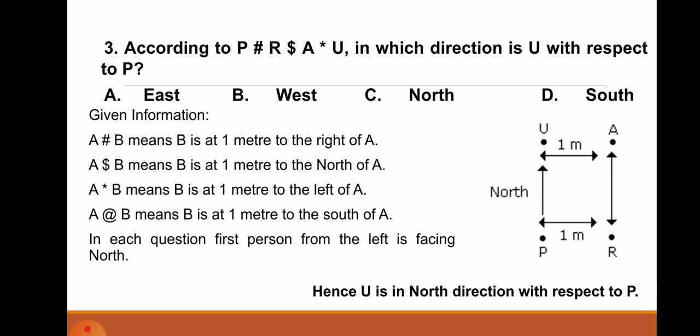Then A star U. A star U is nothing but U is 1 meter to the left of A. So from A towards the left, U will be there. So you have got P, R, A, U points, 4 points. And what is asked? In which direction is U with respect to the P point? So with respect to P, the U point's position is asked. The U point is north of P. So the answer will be north. The answer for this will be C.